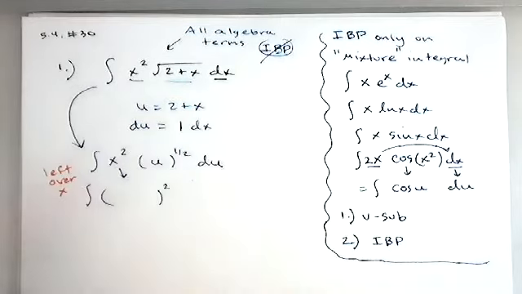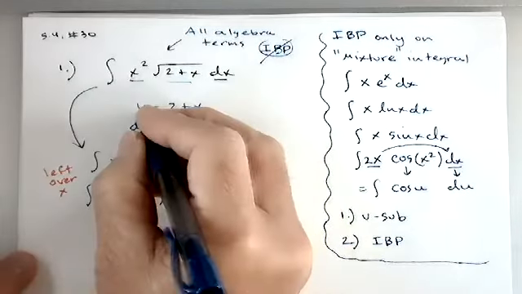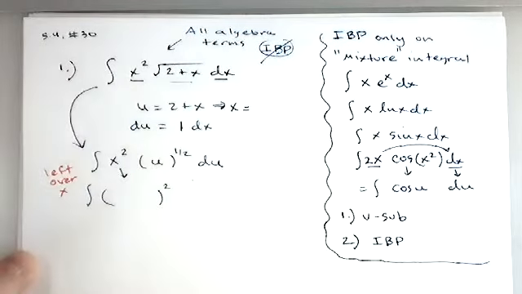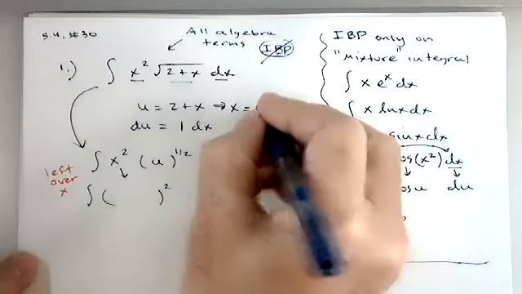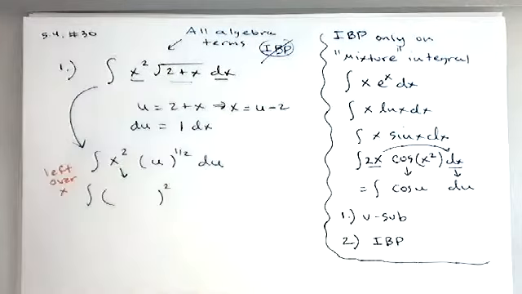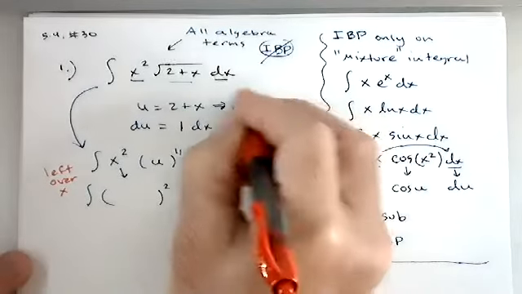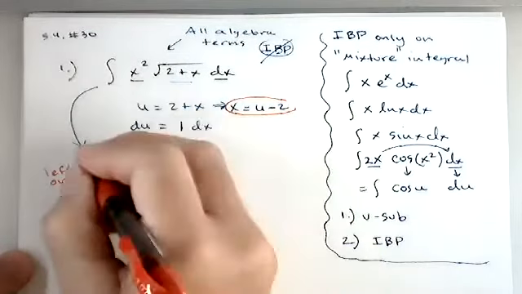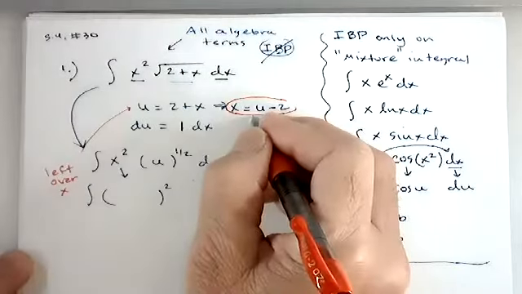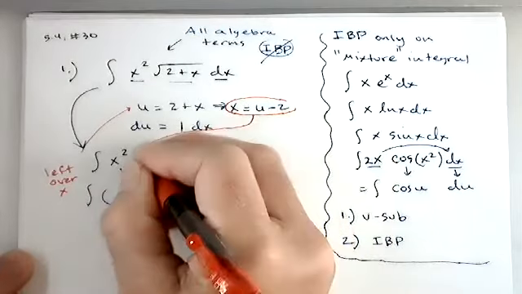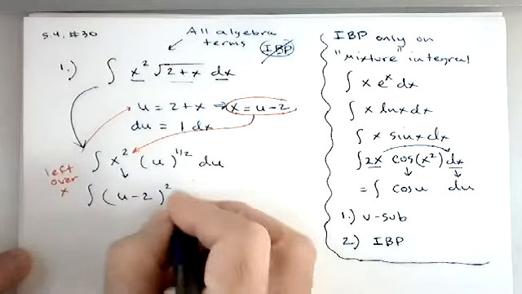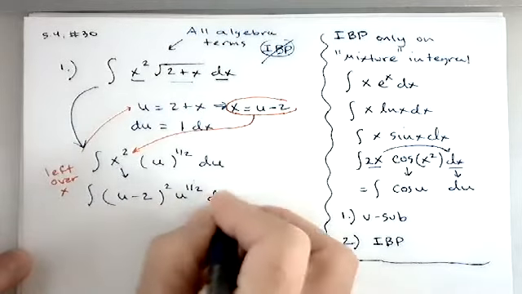You can always go back to here, because if u equals 2 plus x, what does x equal then? X would equal u minus 2. And so if I have leftover x's after I've done u substitution, that's an option: go back here, solve for x in terms of u, and now you've got something to replace them. So this is now u minus 2 squared times u to the 1/2 du.